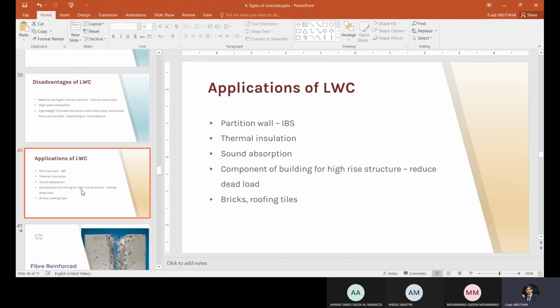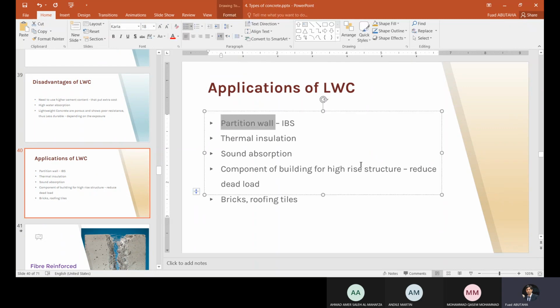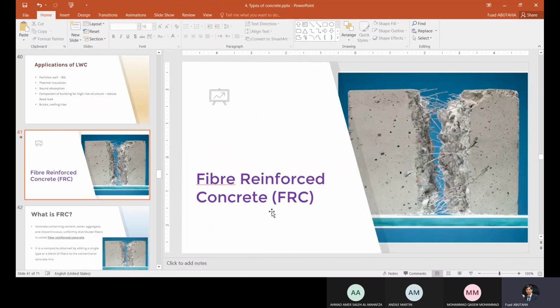Where do we use this type of concrete? We use it for partial or thermal insulation, if I need an application where I need to insulate heat and also sound. Lightweight concrete, which has so many voids inside, has good insulation properties. Also components built for high-rise structures to reduce the dead load. Yes, bricks, roofing, and tiles are also applications where we use this type of concrete.